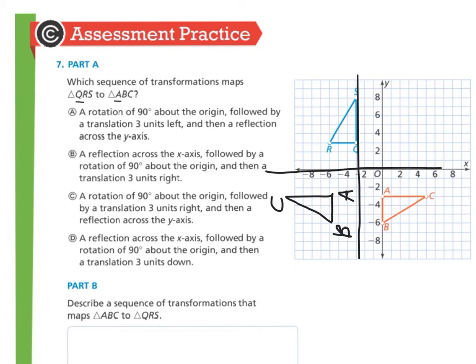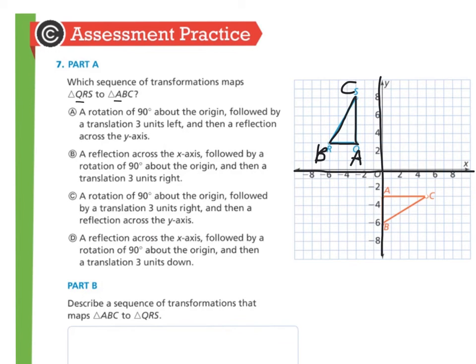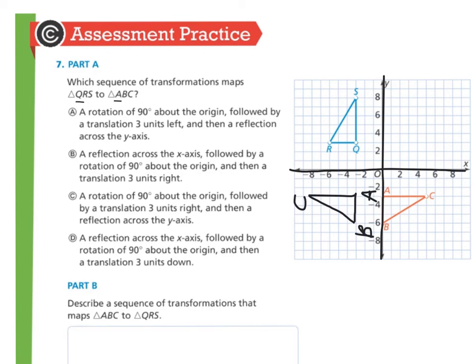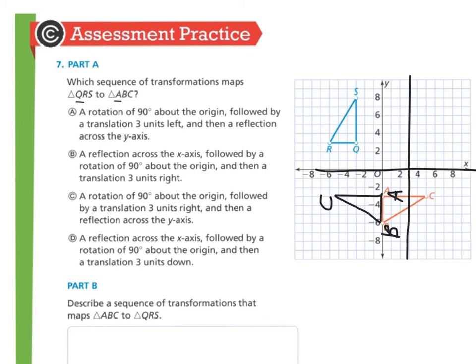I'm going to go ahead, since C has a rotation involved with it, and look at that one. So A did not work. Let's just go ahead and look at C since it's similar. Rotation 90 degrees, again we're going to assume counterclockwise, and then 3 to the right, 1, 2, 3, and then a reflection across the y-axis. That is going to be the winner here.